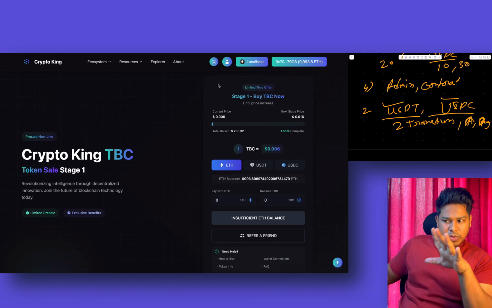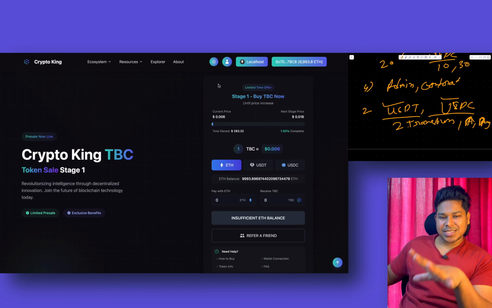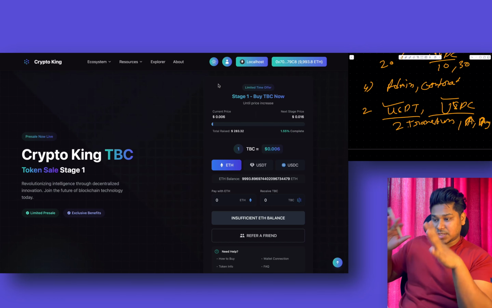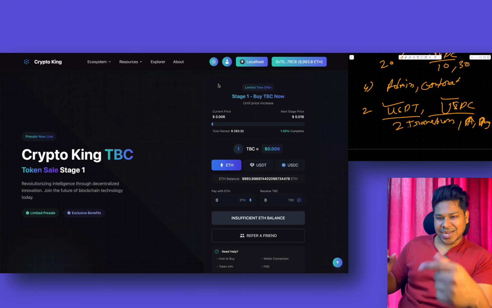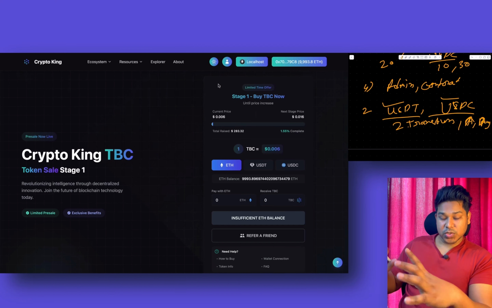So I want you to remember this architecture, how this is happening and what kind of features we're going to have in the contract, because this is the same knowledge we're going to take into the contract when we start developing the smart contract and doing the testing. So this one is very important.